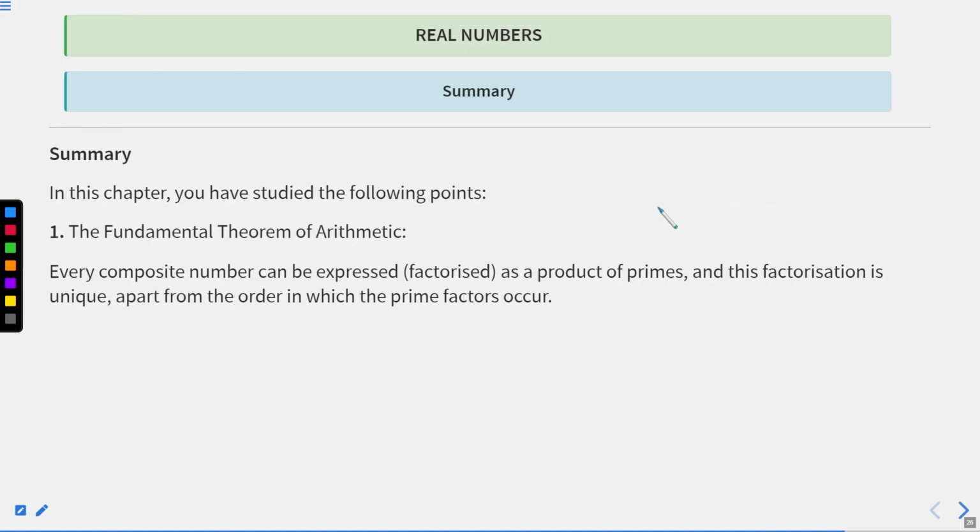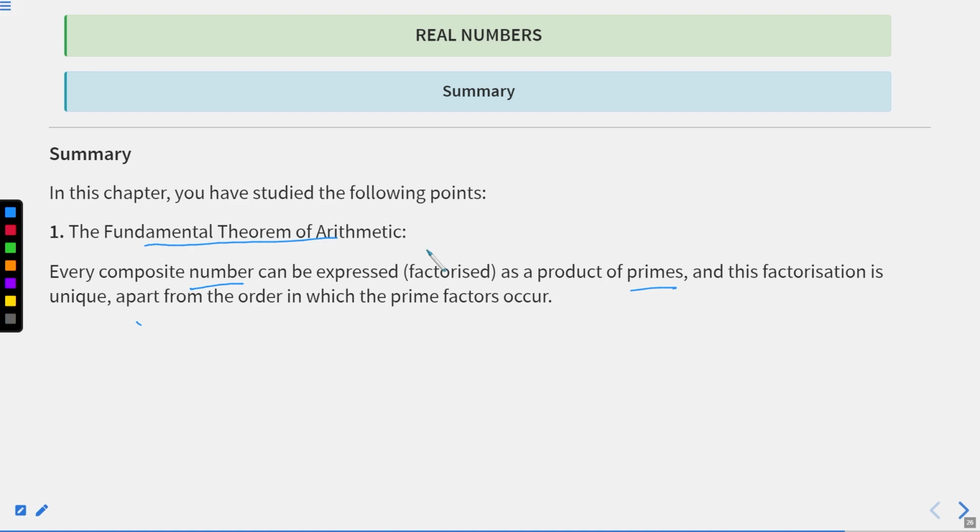So now we'll summarize whatever we covered in our previous lecture and in this lecture. In this chapter, we have first studied the fundamental theorem of arithmetic. It says every composite number can be expressed as a product of primes, and this factorization is unique apart from the order in which the prime factors occur.